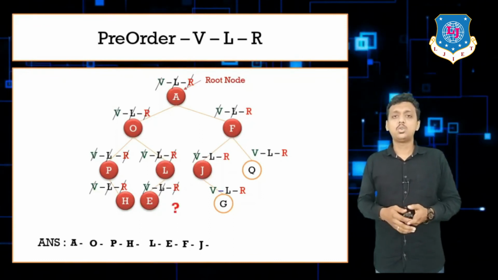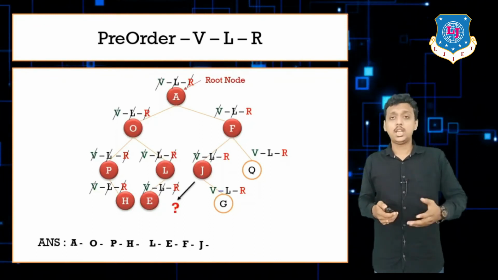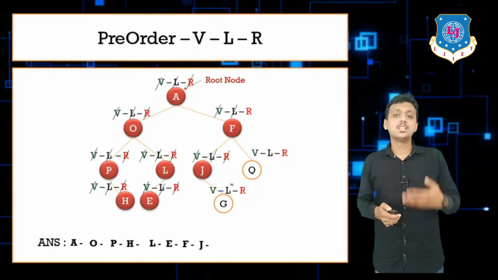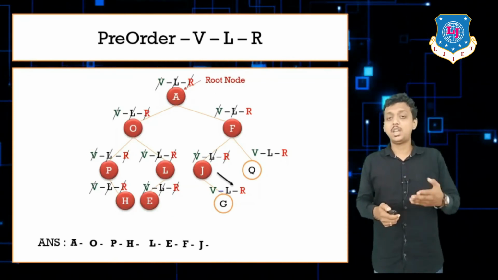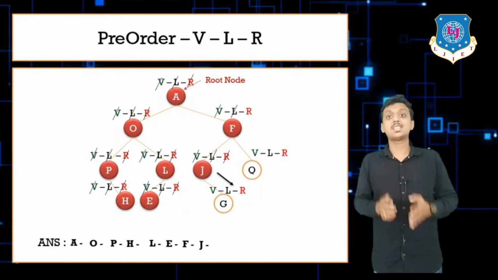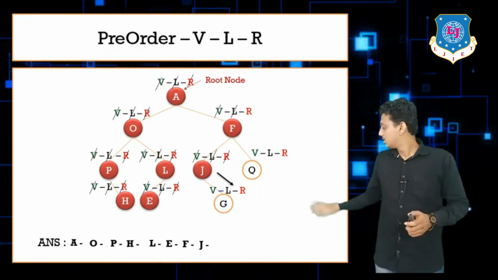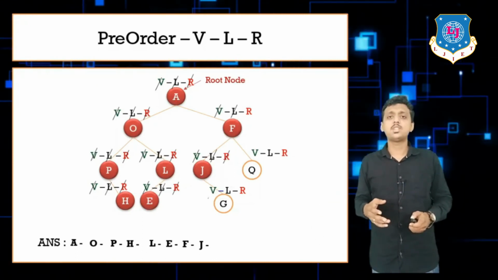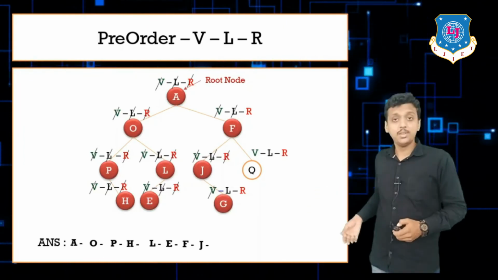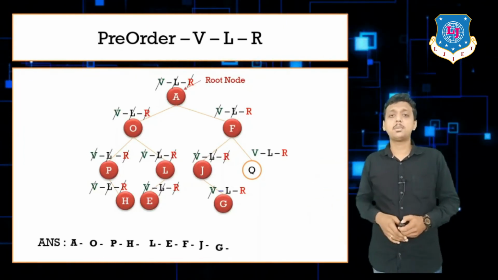Okay, is there any node on the left? No. Okay, so what to do? Just take the next operation, that is R. Is there any node on the right side? Yes, we have. So just go on the right side, that's G. Fine. Now see, G is again a leaf node. So first just completing the visit step. So I'm visiting G and then write it down in my answer bucket.